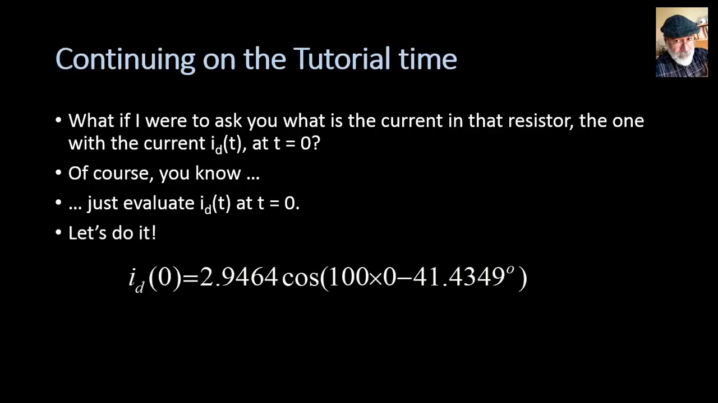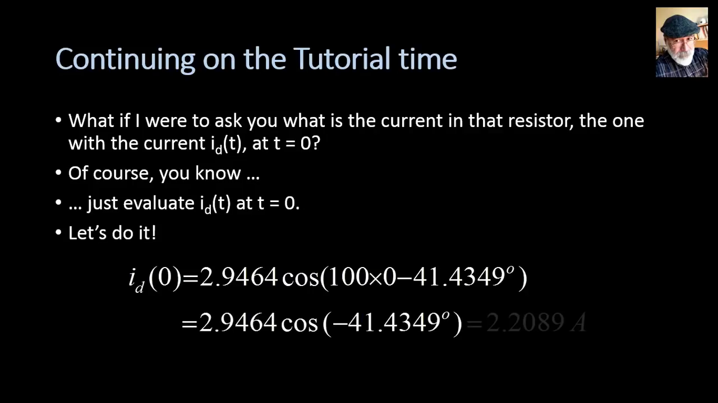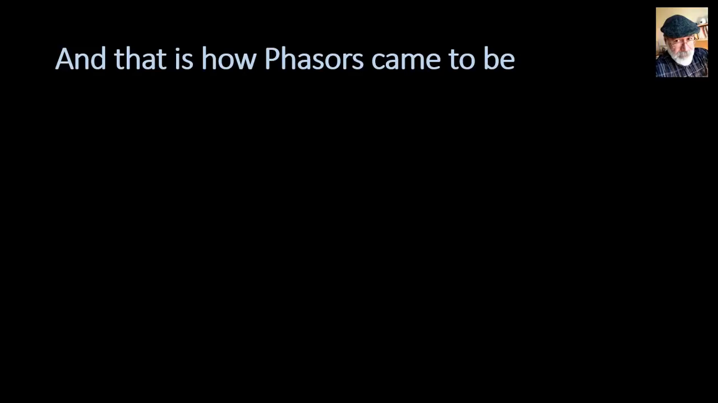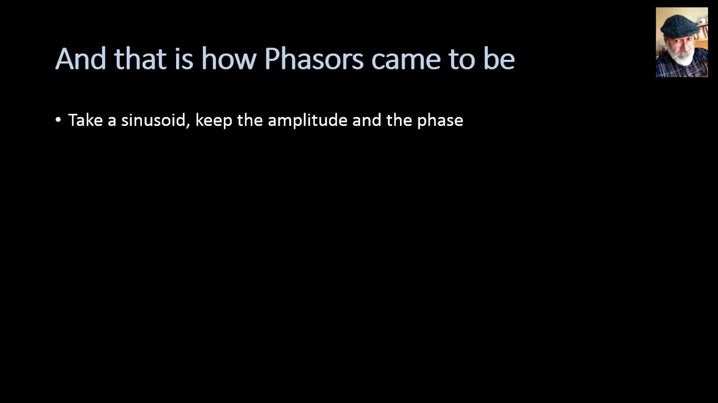ID at 0 is 2.9 cosine of 100 times 0 minus 41 degrees. That is what? That is 2.2 amperes. It is a positive number. That means that that current is flowing according to the arrow in the circuit. It's flowing downwards, and its value is 2.2 amperes. And that is how phasors came to be.